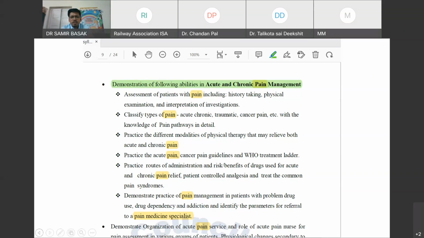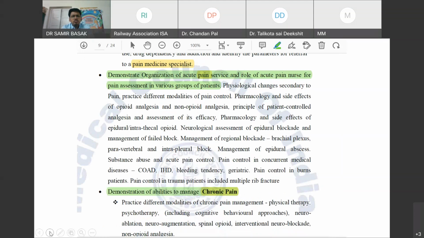Demonstrate the practice of pain management in patients with problems during drug use, drug dependency, and addiction. Identify the parameters for referral to a pain specialist, when to refer, and demonstrate the organization of the acute pain service and the acute pain nurse for pain assessment. In the acute pain service, the role of the acute pain nurse in pain assessment includes physiological changes secondary to pain and practice of different modalities of pain control: pharmacology, opioid analgesia, non-opioid analgesia, and patient-controlled analgesia. All are in this group.